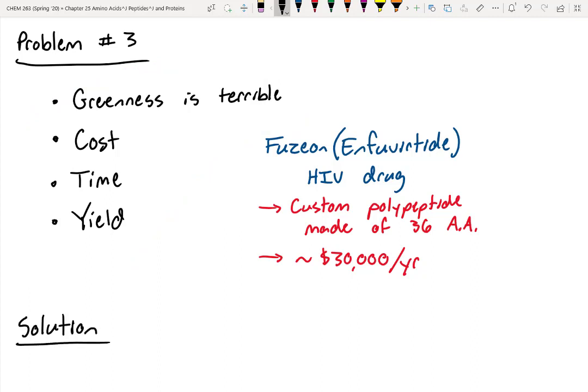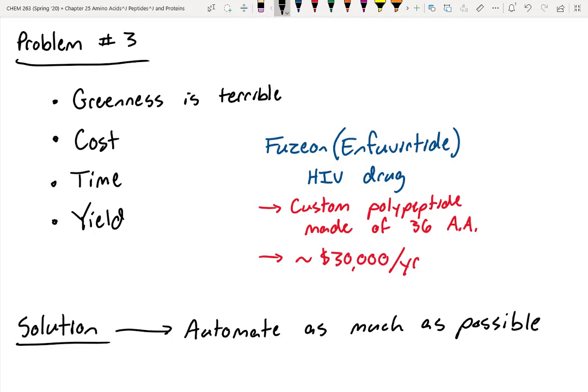So the last solution I wanted to talk about is actually used in the production of Fuzeon. And the solution is to automate everything. If we can automate everything, as much as possible that is, then we can start to lower the cost, we can lower the time and improve the yield. The greenness is still not going to be very good, but at least we can lower the cost a little bit. So that's what we're going to talk about in our next video, is how we do automated solid phase peptide synthesis.